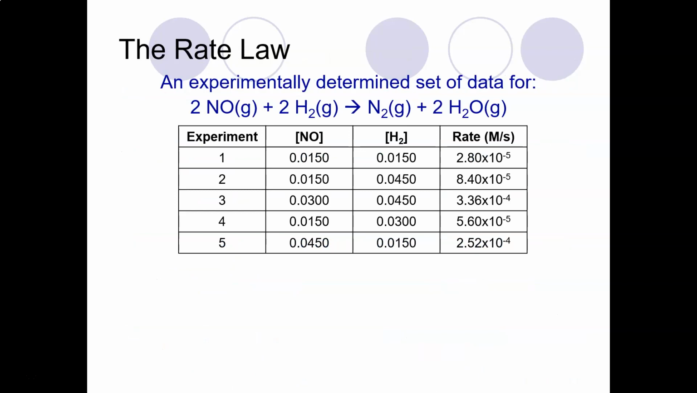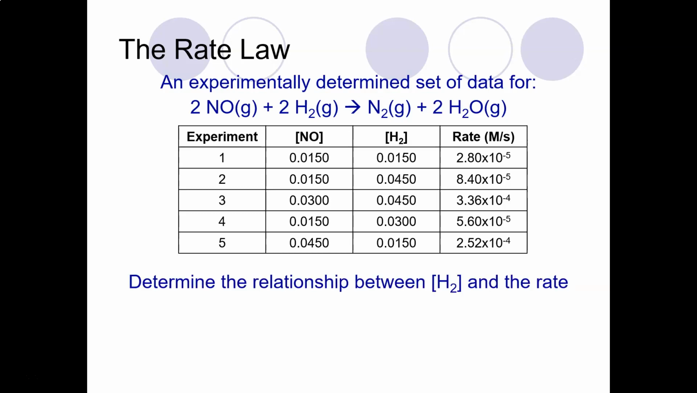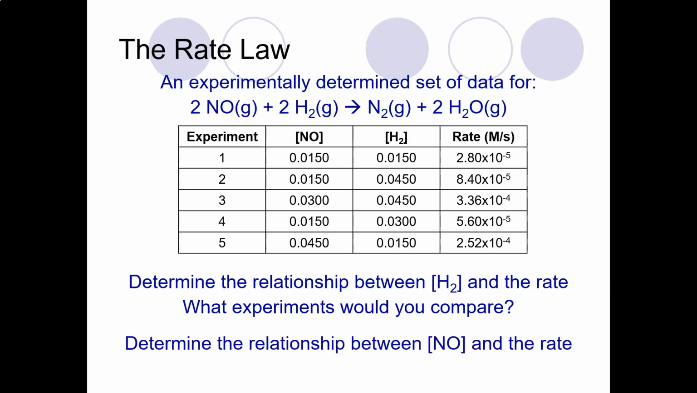Okay, so here's another experiment. There's the balanced equation. Then I did 5 experiments, and I'm giving you that information. Based on this information, we need to figure out the order between hydrogen and the rate. We need to figure out which experiments we should look at when we're comparing hydrogen. Then we need to look at NO and the rate and figure out which 2 experiments we should compare for NO. Then I want you to write the rate law and then solve for K.